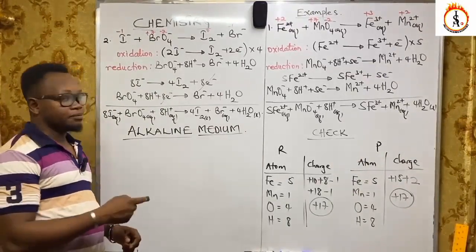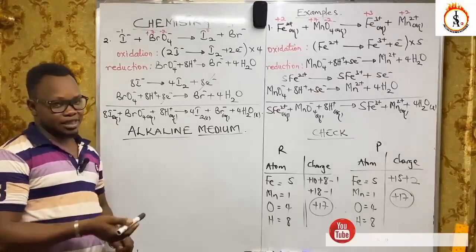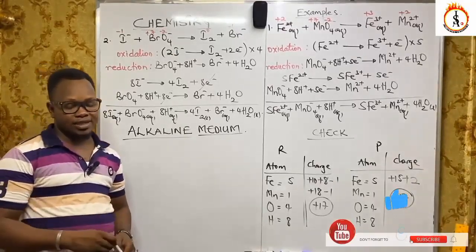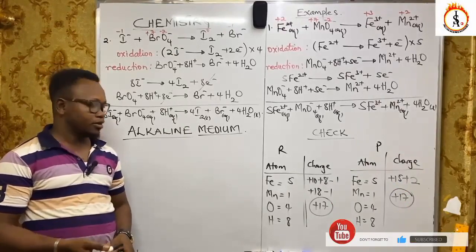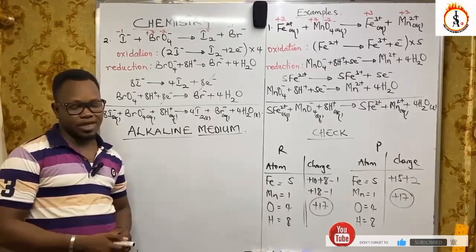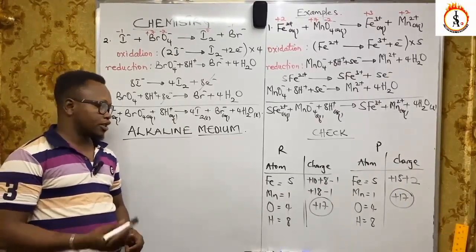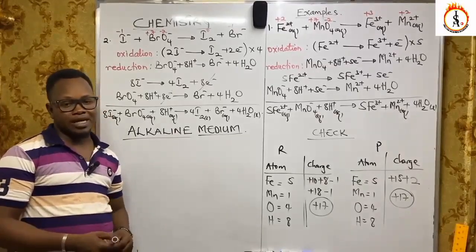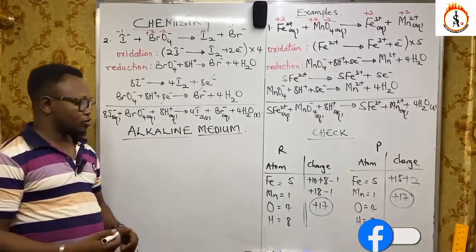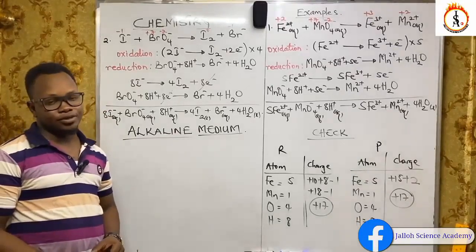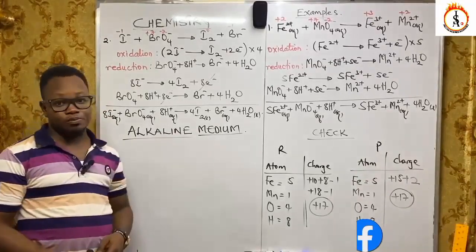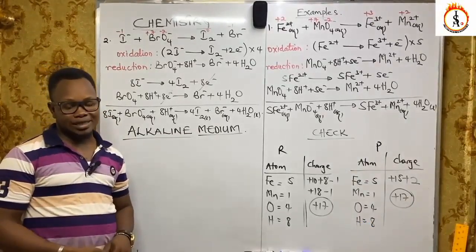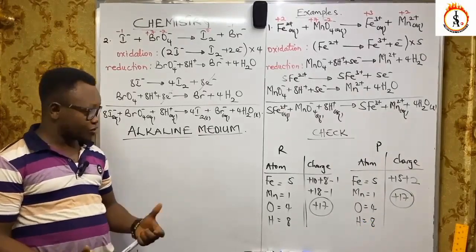For example, when we are balancing in an acidic medium, we said we add water to the side that has less oxygen, but in this case we'll be adding water to the side with more oxygen. And also we said when you want to balance for hydrogen, you are going to add the hydrogen ion. In this case, when we want to balance for hydrogen, we add the hydroxyl ion. These are the small differences.